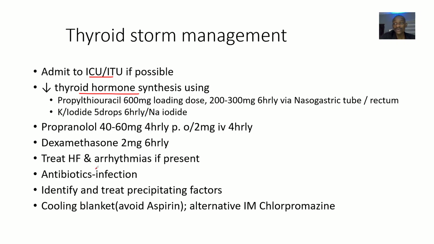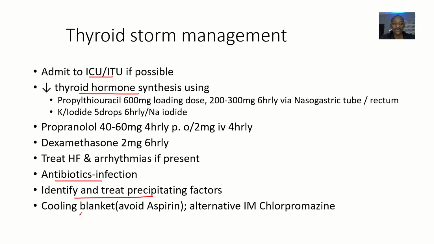Then if you have other associated comorbidities like heart failure or arrhythmias, you give medications for heart failure and arrhythmias. Do you understand? Then if you have infections, you give antibiotics for possible infections. Then identify and treat precipitating factors. There could be some things that are triggering this disease condition to come into play. All right, identify and treat.